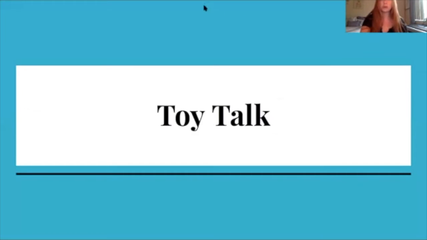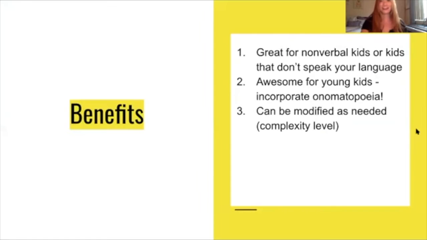So the next strategy that we're going to be talking about is toy talk. This one, we're going back to self-explanatory land, right? You're just going to kind of personify the toys that you're using with the child, right? Personification, going back to 8th grade English class. This is another strategy that's good for nonverbal kids or kids that don't speak the same language as you.